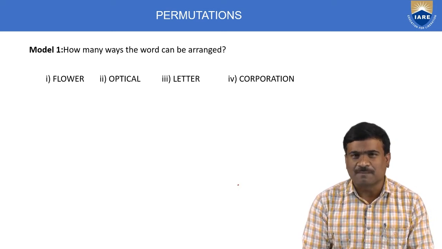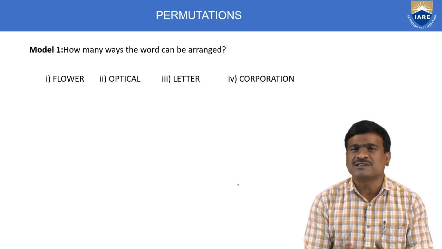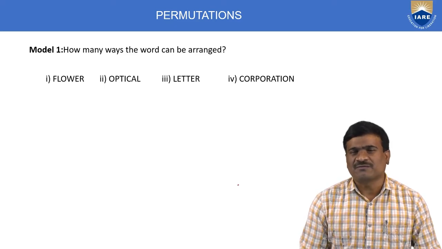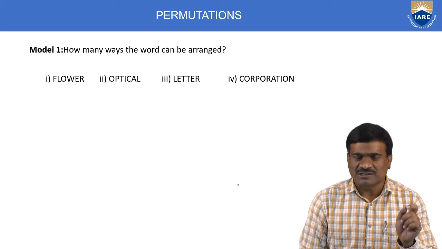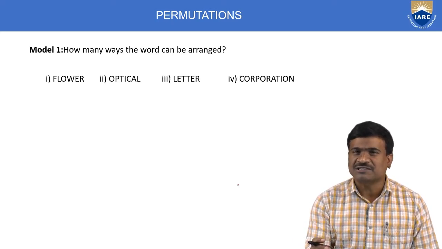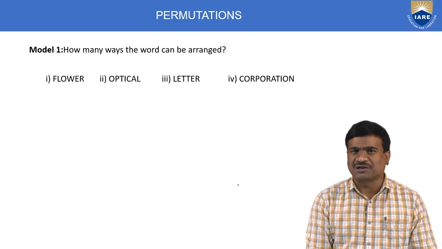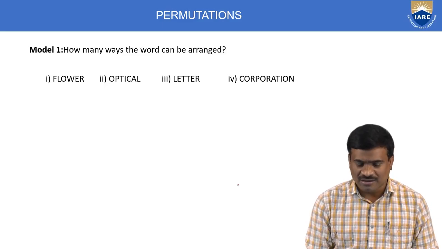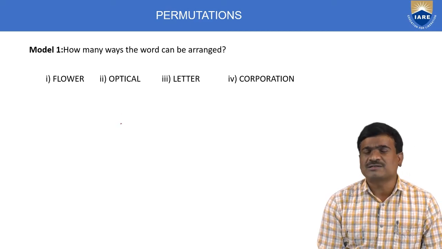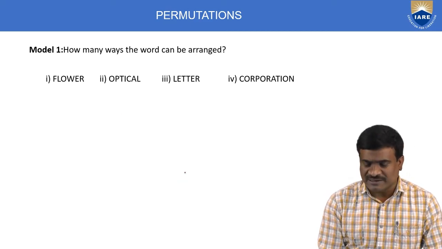The method is very simple. Either use NPR or use the logic of the topic. You can apply any one. First, the method without using the formula, using the logic method. Permutation definition: order matters. That is important here. First question, flower. Here we calculate the total number of arrangements.